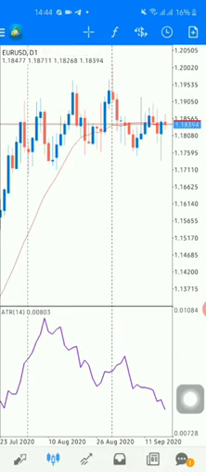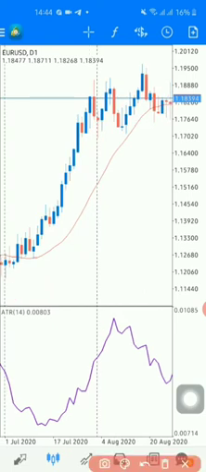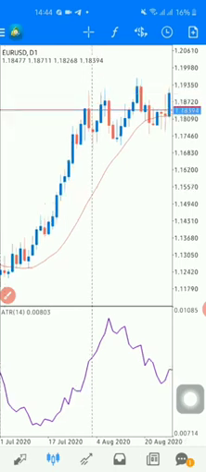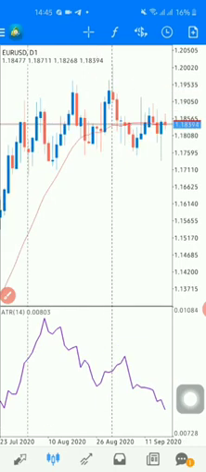Look at the daily candle. It didn't go anywhere. When you look at the price over here, it opened at 1.8477 and it closed at 39. So just under a 10 pip difference from opening to close.